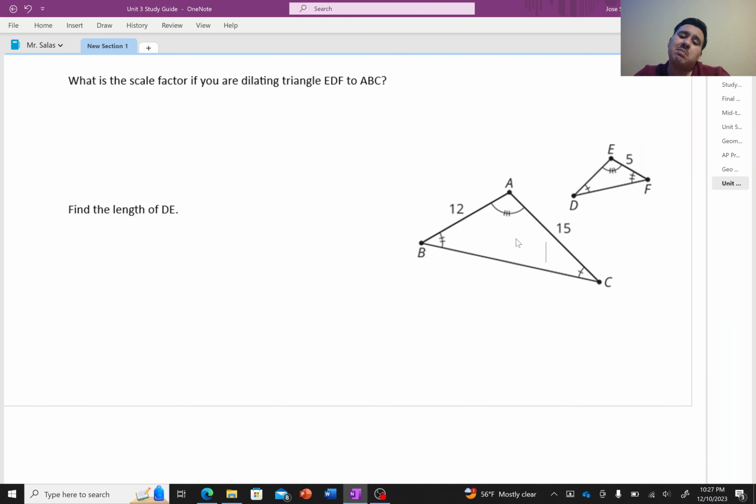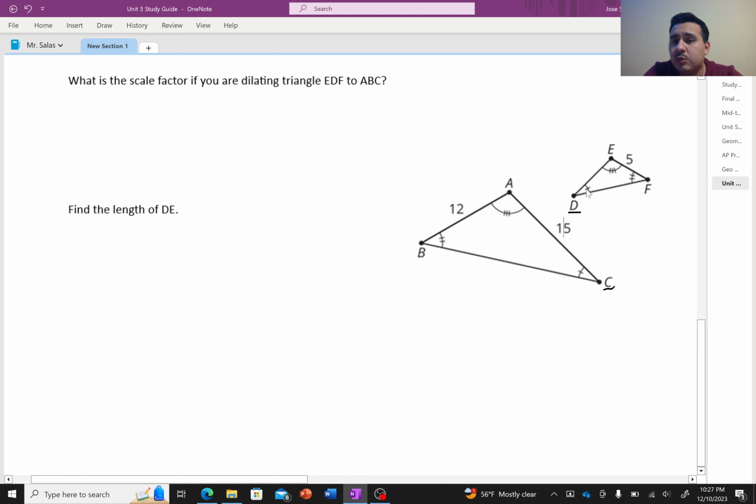First of all, I want to identify my corresponding parts. I know if I look at the lines right here, you see how this angle has one line for C. So I know that C is going to correspond with D because angle D also has one line. But if I look at angle A, I'm going to put two lines. So angle A corresponds with angle E. Angle F will correspond with angle B, right? Because they have two lines, they will correspond with each other. So that means DF corresponds with BC, DE corresponds with CA, and EF corresponds with BA, okay?